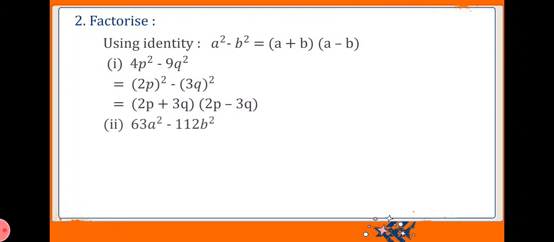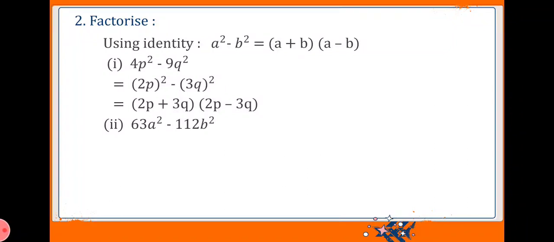Question number 2: 63a square minus 112b square. Again, as we can see in the question, 63 is not a perfect square number. So we cannot directly apply this identity 3. So first let's see if we can take out something common. Yes, 63a square minus 112b square. From this, 63 and 112 both are multiples of 7.